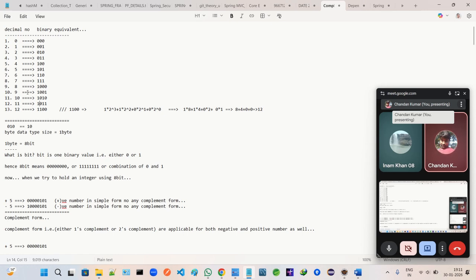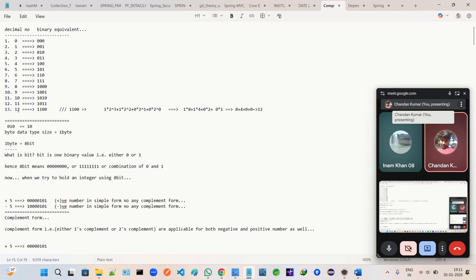9 10, then 11, then 12. In the last session I explained how to get this equivalent value from bits. So I have given the conversion here, right? Then 1 star 8 plus 1 star 4 plus 0 star 2 plus 0 star 1 equals 8 plus 4 plus 0 plus 0 equals how much, 12. At the end we got the final value as decimal 12, right? So the value which I have written here is equivalent to this decimal, right? And the conversion is from binary to decimal, isn't it?